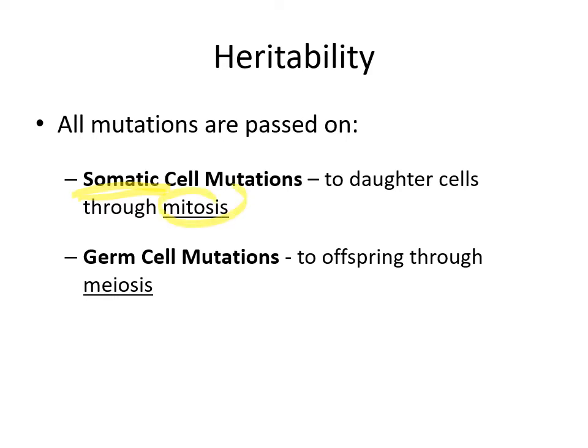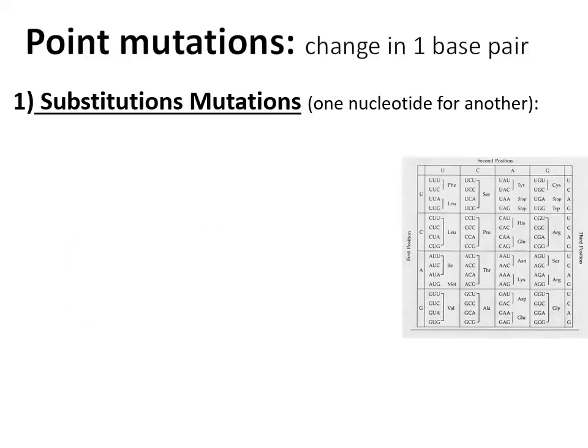Germ cell mutations, though, are going to be affecting meiosis. So this would be the development of the germ cells, the gametes, so eggs or sperm. If they have a mutation in them, then any individual that arises from those, every single cell in their body has been derived from those germ cells, and therefore every single cell in their body likely could have that mutation.